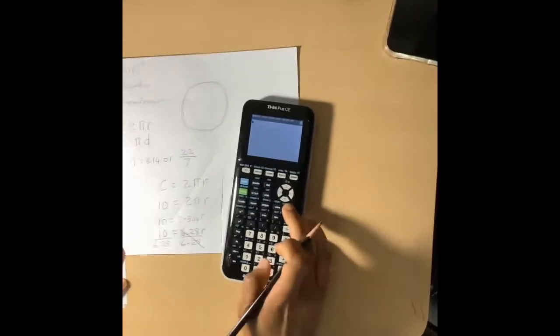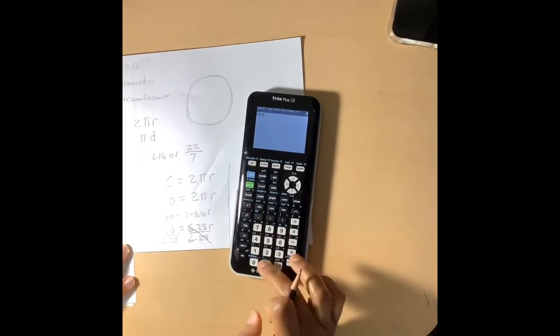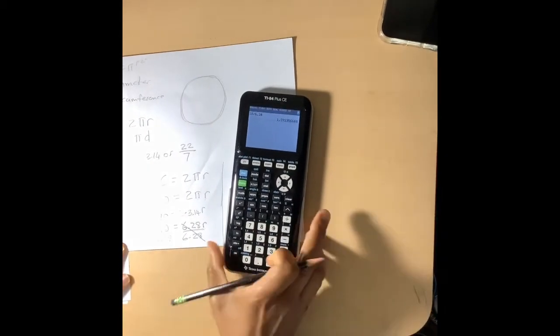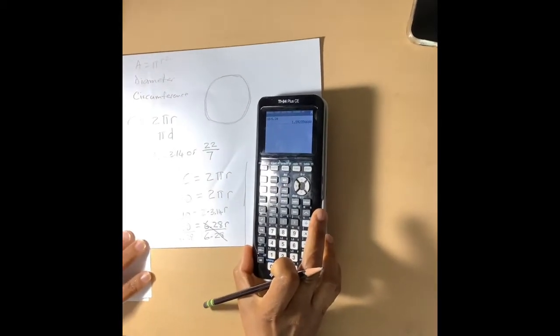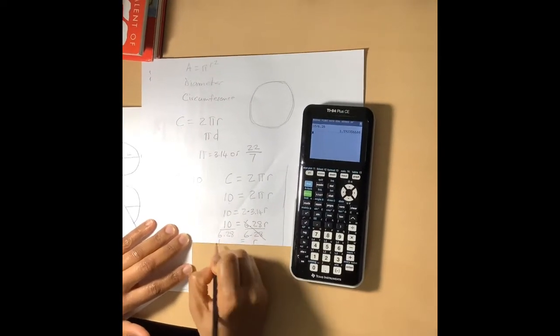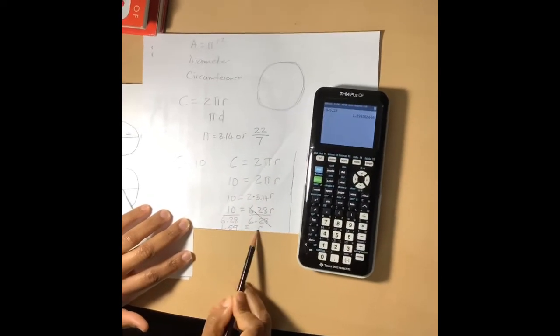So let's see what that gets us. Let us clear. So punch in 10 divided by 6.28 equals, and we got 1.59. So here r is equal to 1.59. Okay, so now we have our radius.